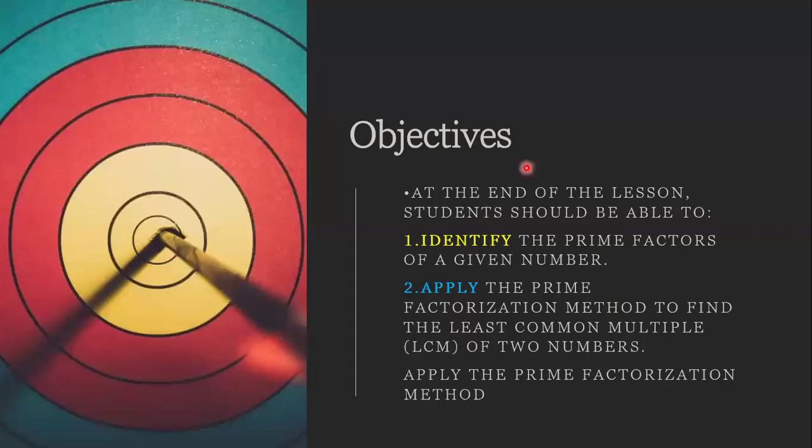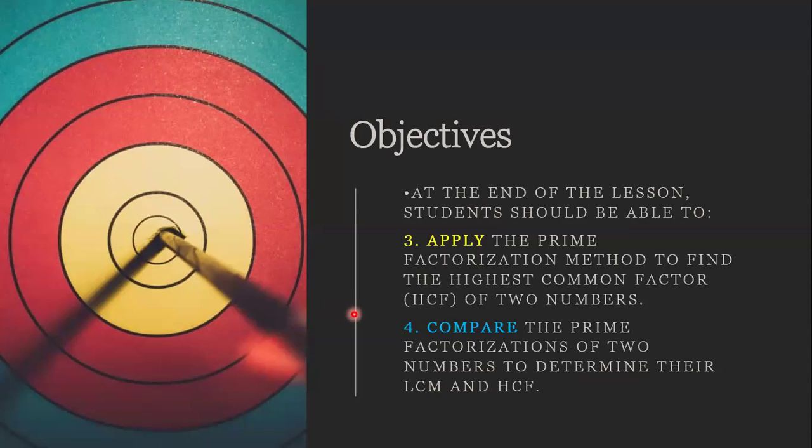Okay, so the objectives for today, you don't have to write this down yet. At the end of this lesson, students should be able to identify the prime factors of a given number, apply the prime factorization method to find the lowest common multiple of two numbers, apply the prime factorization method, define the highest common factor, HCF, and compare the prime factorization of two numbers to determine whether we can get the HCF or the LCM. And so that's what we're going to be doing right now.